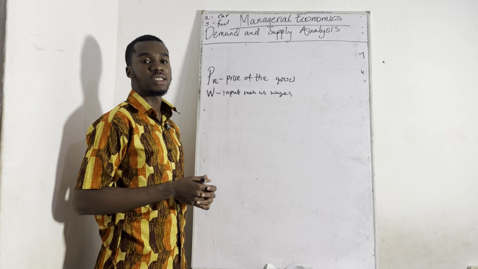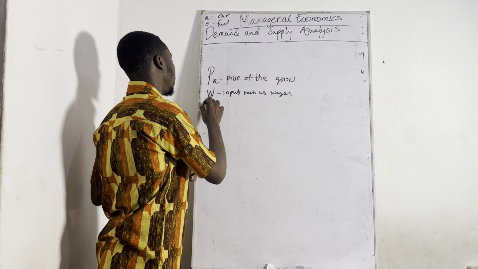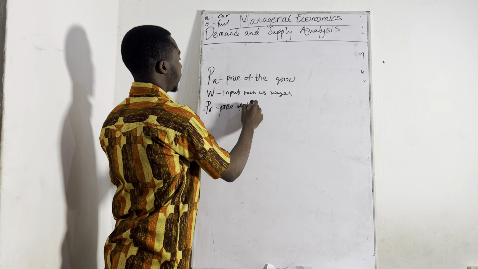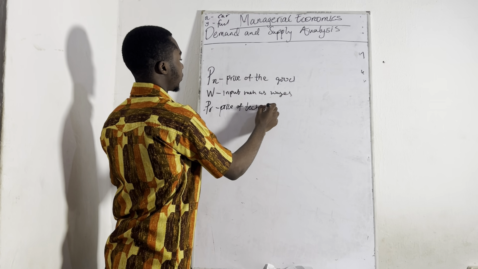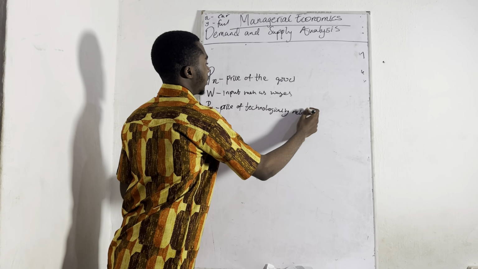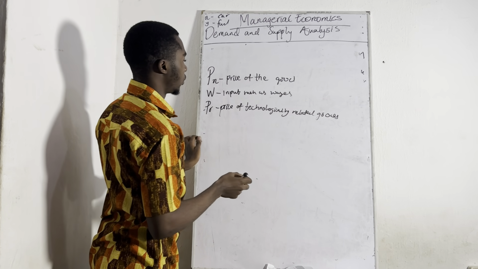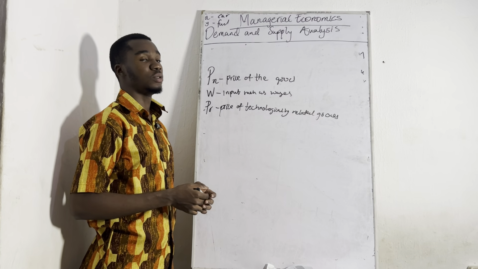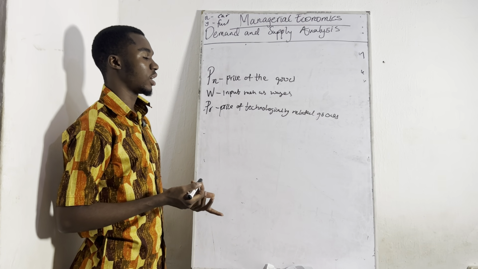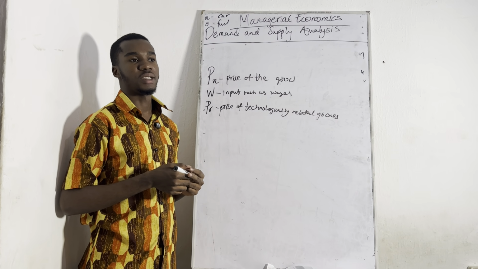Now, the next thing we look at is the price of technologically related goods. We represent it as PR, which is the price of technologically related goods. Yes, the price of technologically related goods could also affect supply. But if you say technologically related goods, it means that you can use the same technology to produce both of them. So let me give you an example.